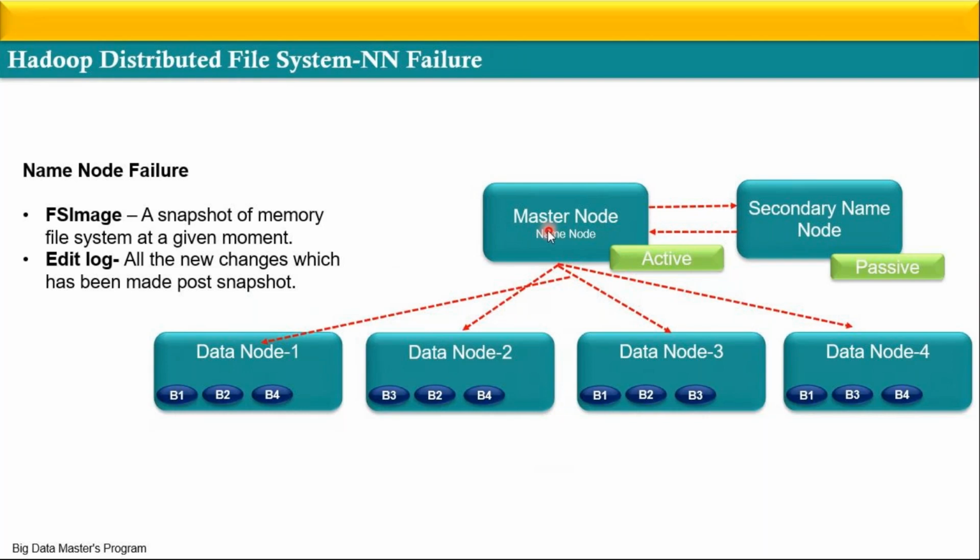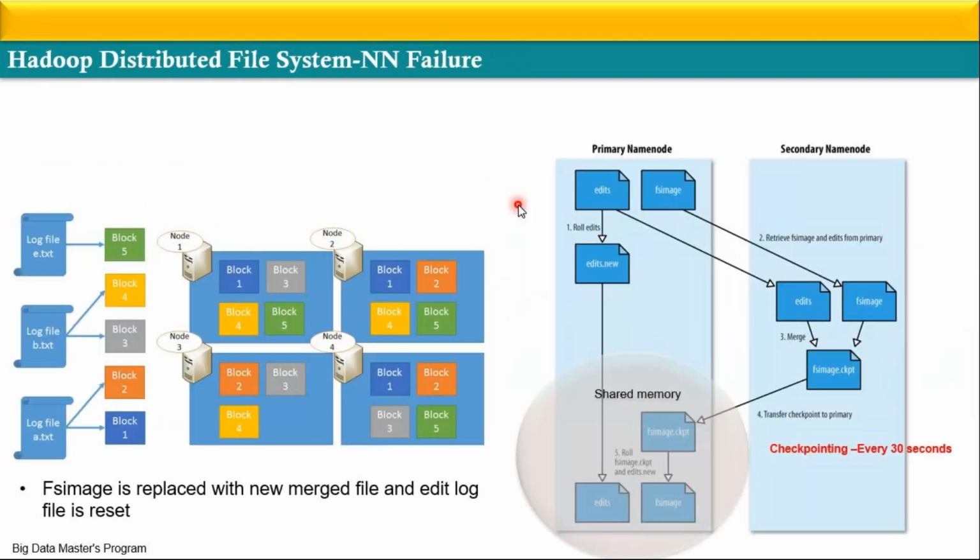So these are the standby machines, and this secondary name node is going to handle the situation if the master node is down with the help of the fs image and edit log. These are the two files. With the help of these, the secondary name node is able to take the responsibility of the master node, and we will be able to function in case the master node is down. Okay, so just have a look at this particular diagram.